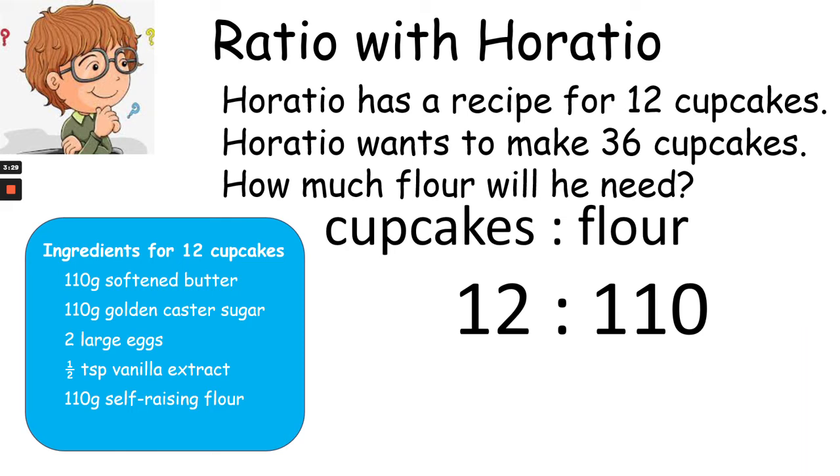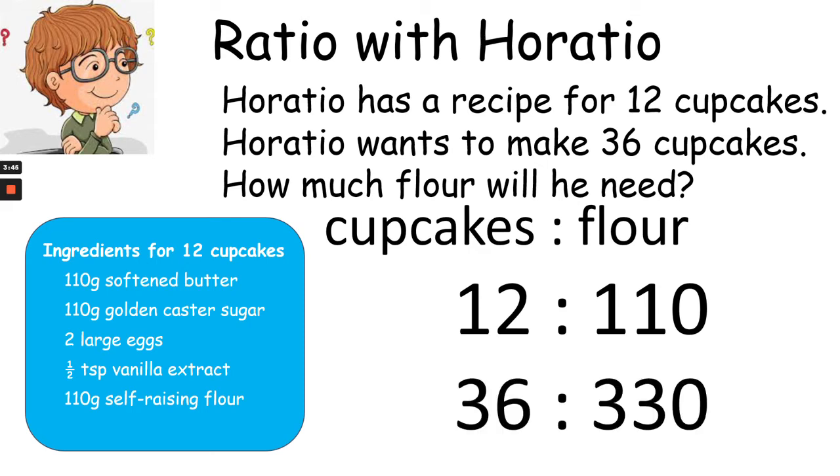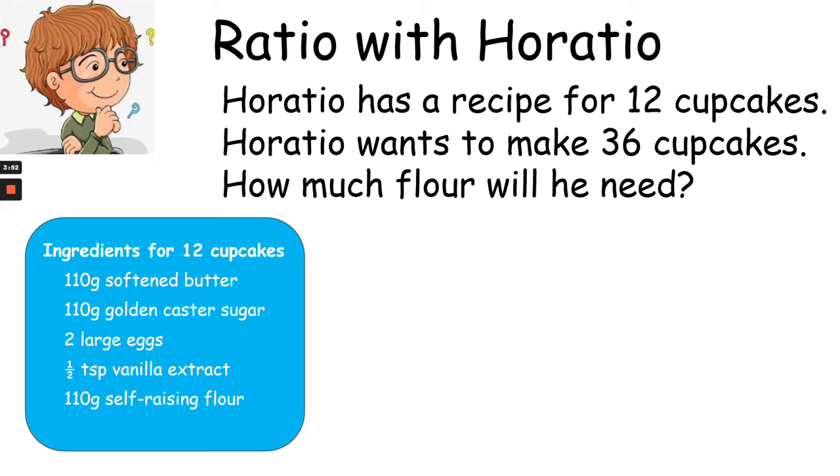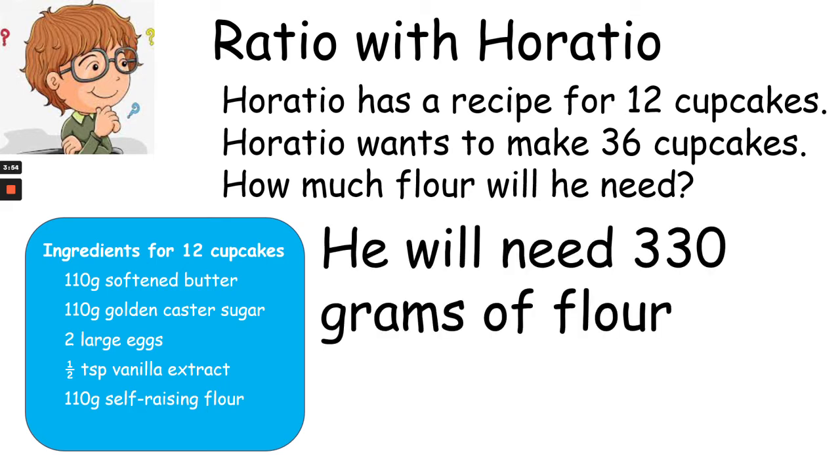Alright, let's see how you got on with that final step. He needs 36 cupcakes. I can do 12 times 3 to give me 36. That just means I need to multiply my flour by 3 to keep the ratio the same. You should have written down 36 to 330. Even better, you've written down your answer in words. He will need 330 grams of flour.